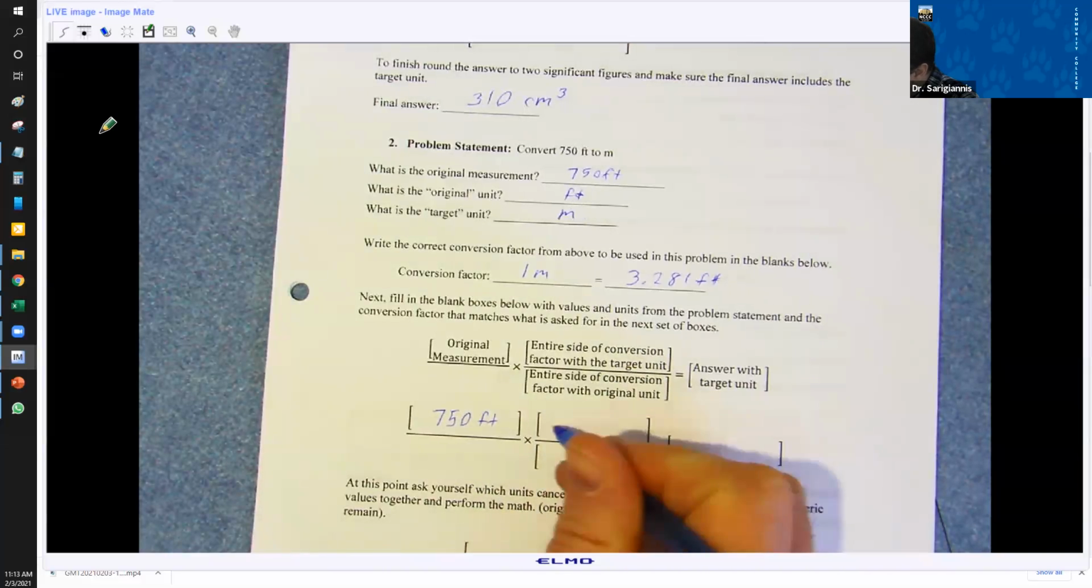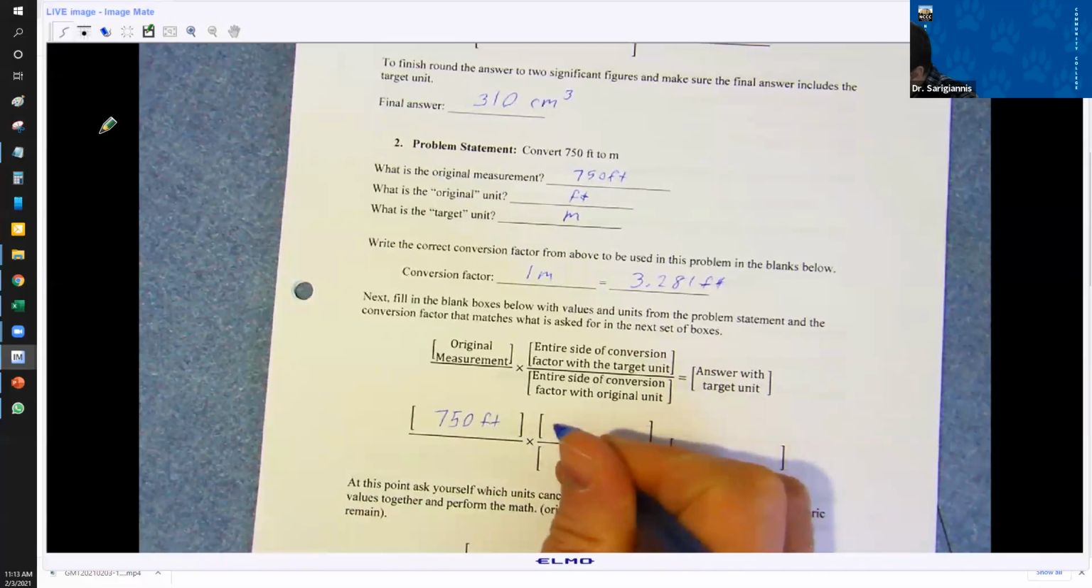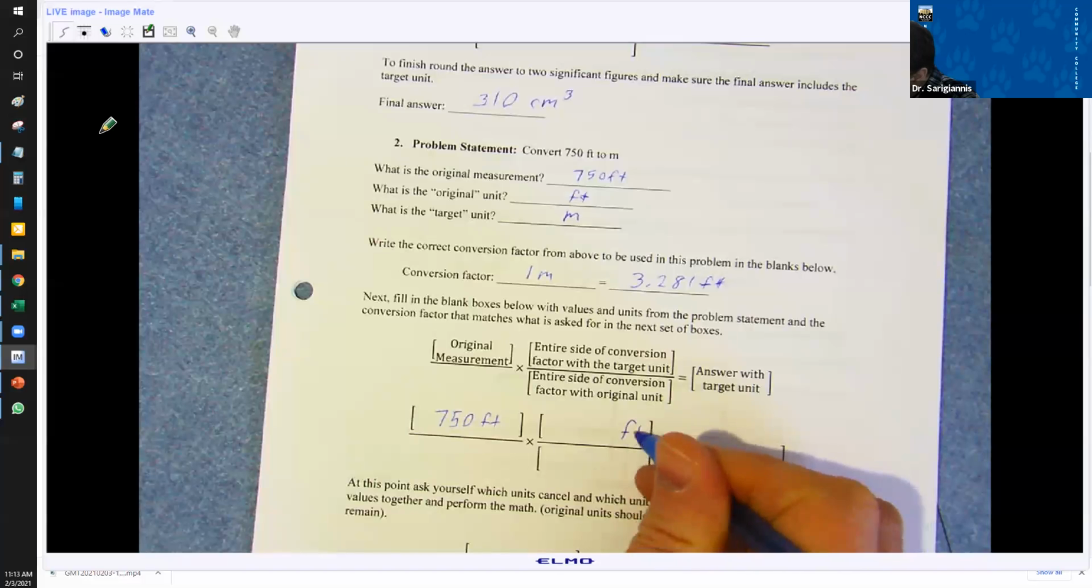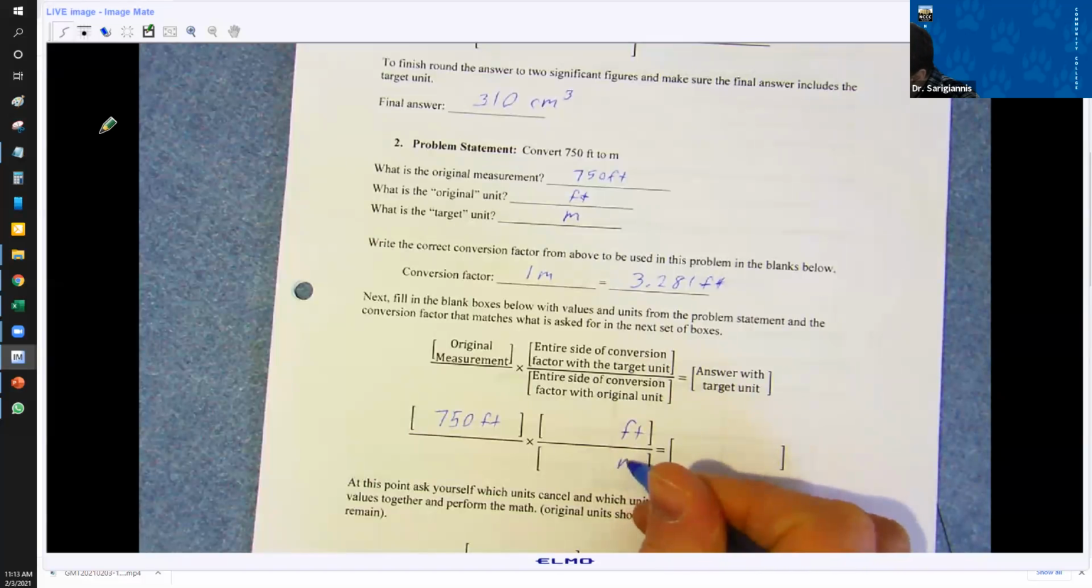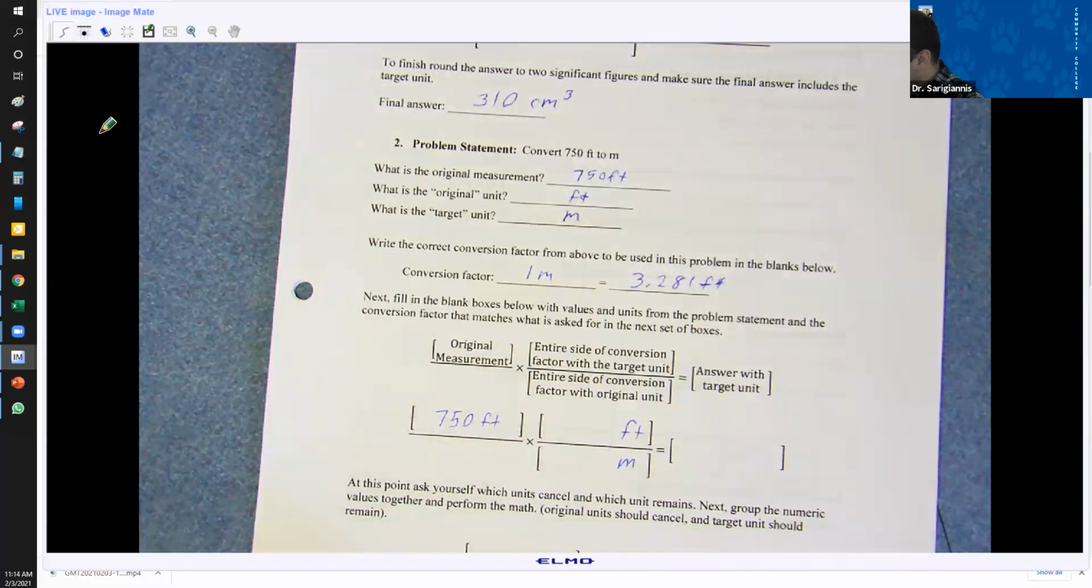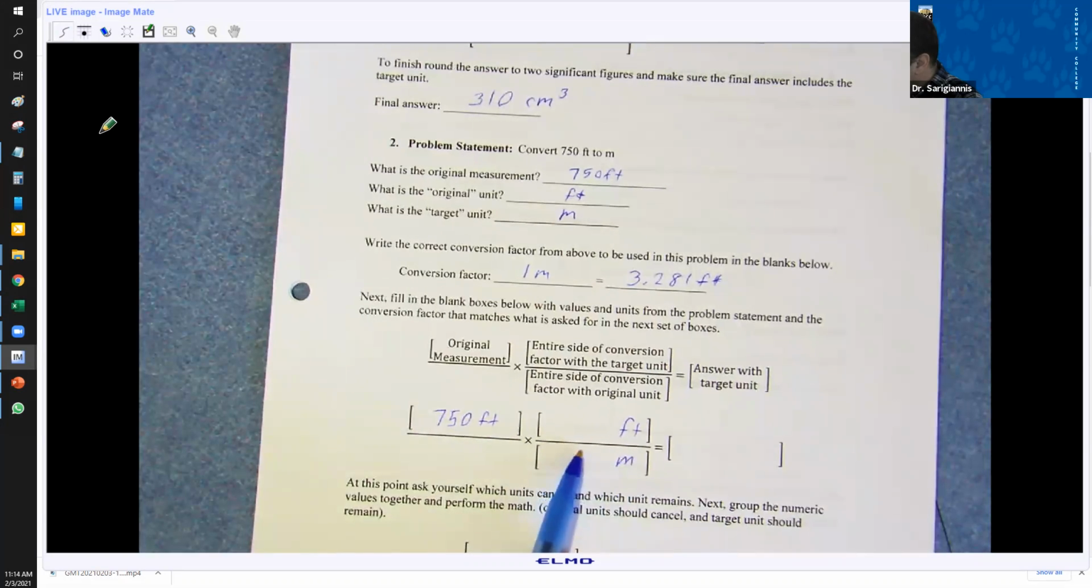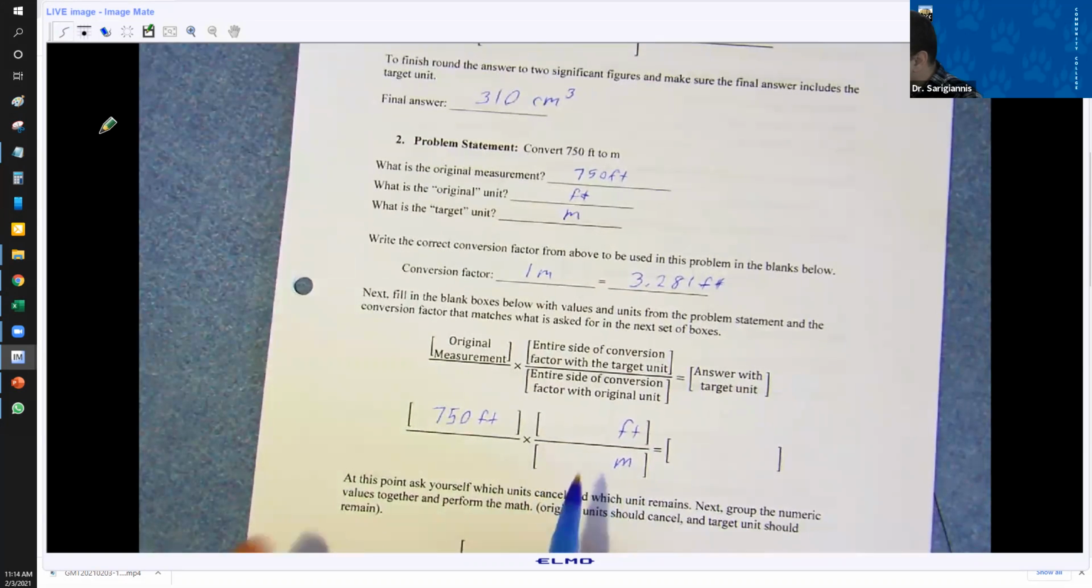So the target unit is on top, right? We want feet, and we have meters, right? So how many feet are equivalent to how many meters, right? These two numbers are equal in the sense that the measurement is equal, right? The numbers are not the same, but the measurement is the same, right? This many feet is this many meters.